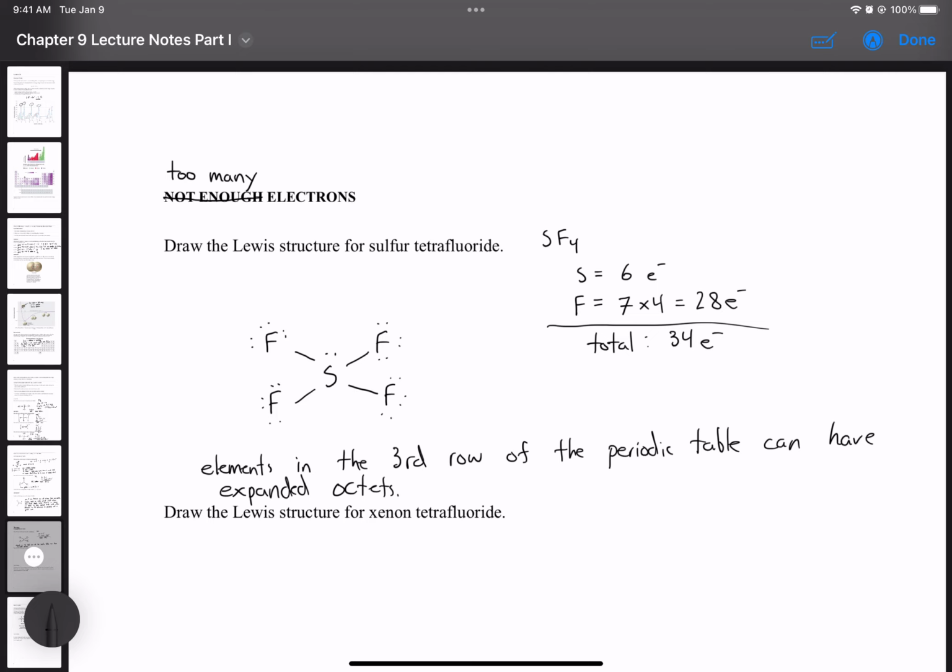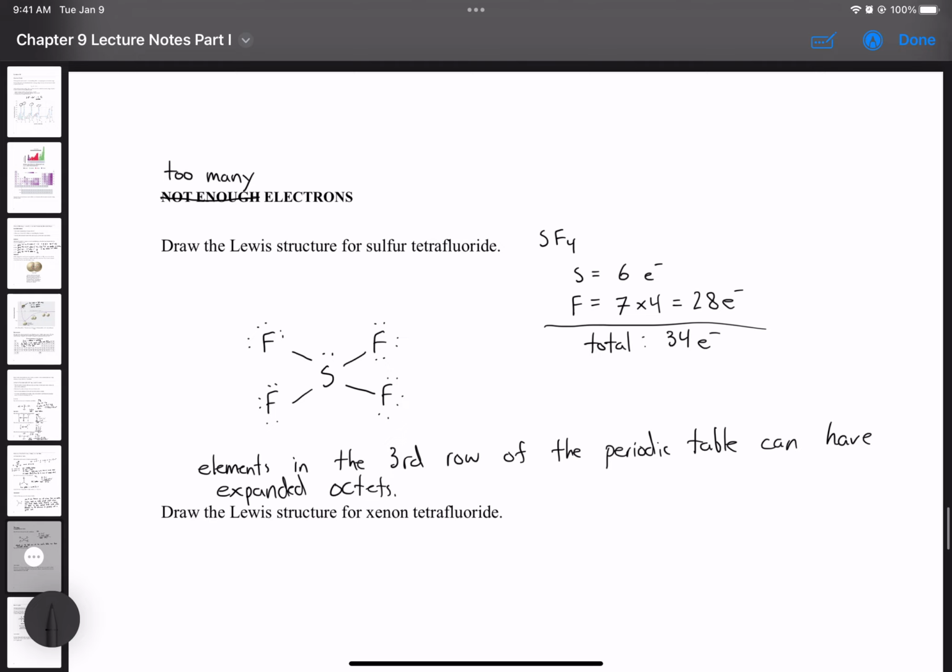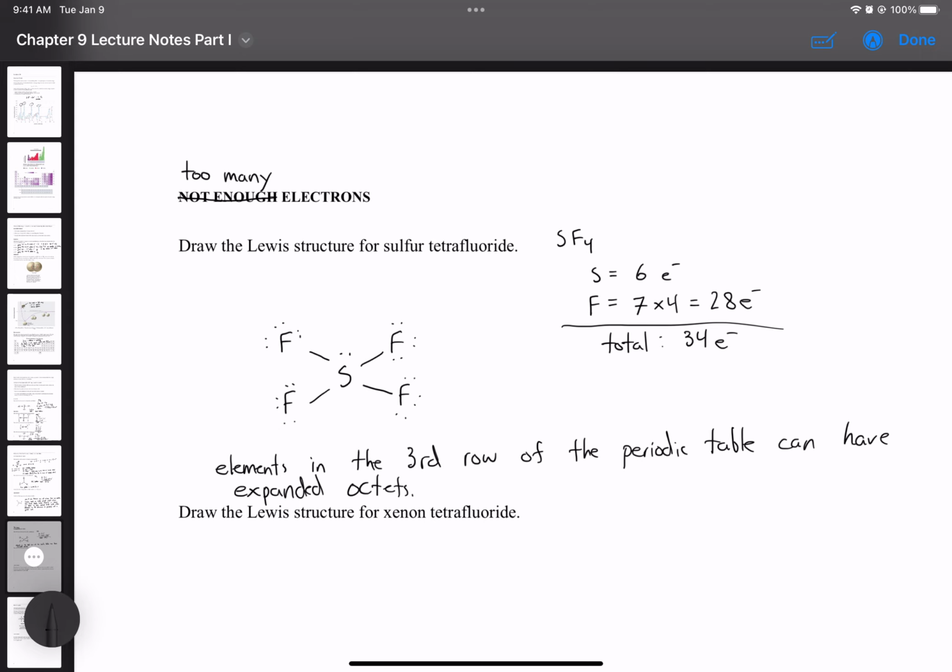So there's always exceptions to the octet rule. So you have some that don't have an octet, like boron, and then you have some that have expanded octets, like sulfur, phosphorus, and metal atoms. Okay? So in this case, sulfur has 10 electrons around it. So that's an example of an expanded octet here.